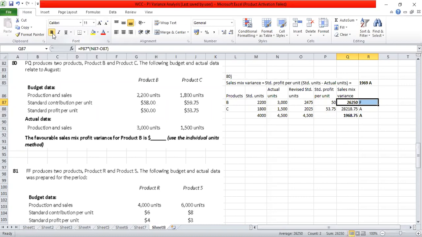Ma'am, I have a doubt. Actually, we got this 1968.75. Why are we subtracting, ma'am? Which one? That sales mix variance, ma'am. One is adverse, one is favorable, no?